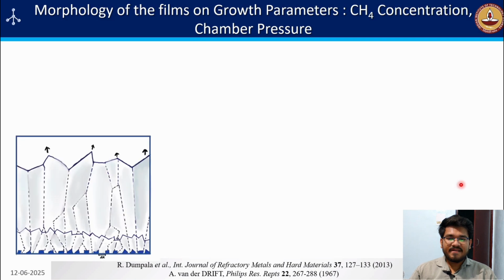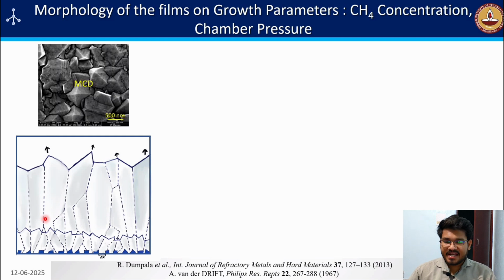Now, morphology of the film depends on the growth parameters, especially the methane concentration or chamber pressure. So to understand the mechanism, we'll use a mechanism called the Van der Drift mechanism. Basically, what happens? These are the diamond particles on top of your substrate. When the chemical reaction starts, all the carbon atoms from the methane try to hit the top surface of the seed diamond particles. Then the diamond growth starts.